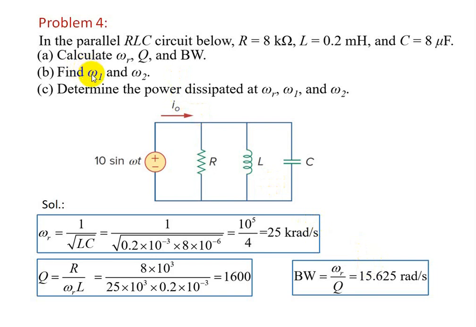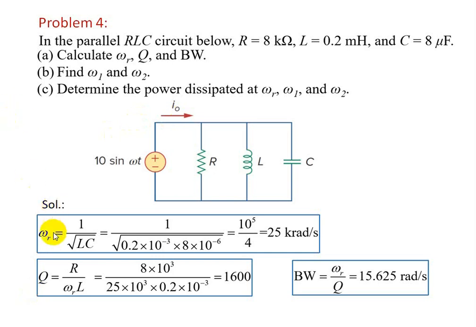Now coming to the problems. In a parallel RLC circuit shown below, the resistance R is 8 kilo ohm, L is 0.02 millihenry, and capacitance is 8 microfarad. A. Calculate omega r resonant frequency, Q factor, and bandwidth. B. Find omega 1 and omega 2. And C. Determine the power dissipated at resonant frequency, omega 1 and omega 2. So this is the circuit and the supply is 10 sin omega t, and I is the supply current.